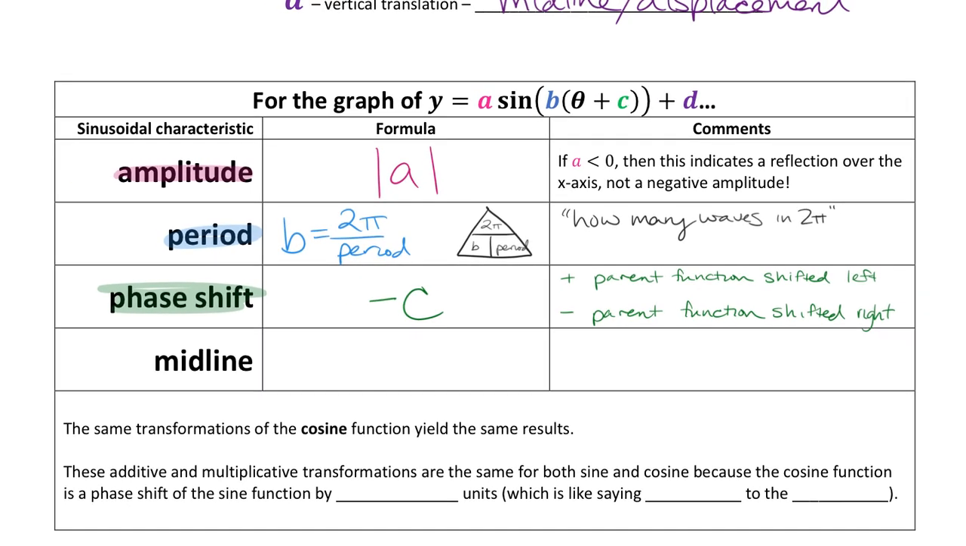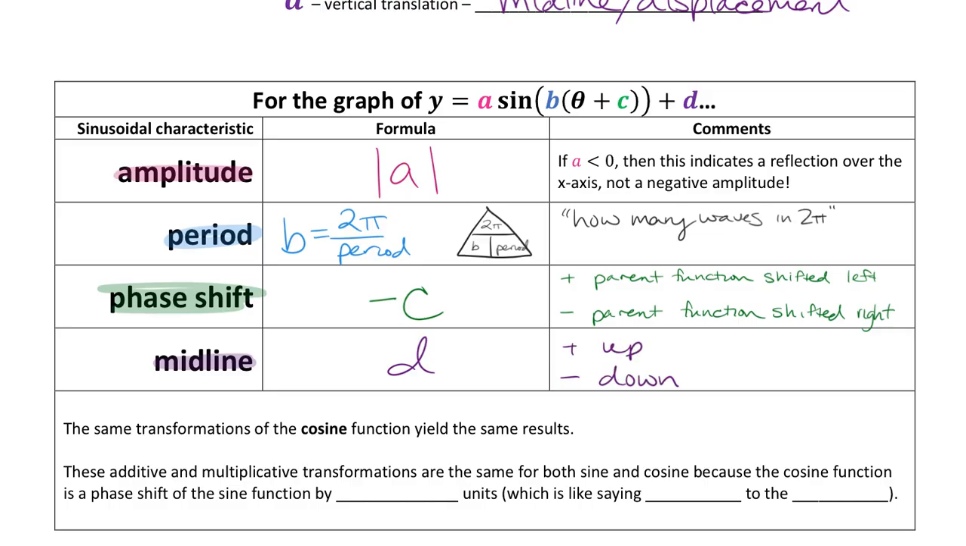So period and phase shift will require a little bit of thinking or work, but amplitude, which is absolute value of A, and midline, which is just literally the D value. There's not even a formula for this. Whatever D is, that is the midline. If it's minus 3, your midline is at negative 3. If it's 7, your midline is at positive 7. So it makes a lot of sense. Plus moves it up, minus moves it down.